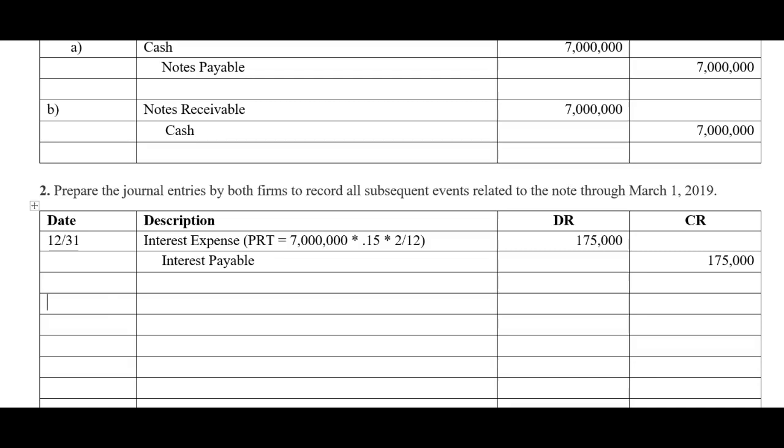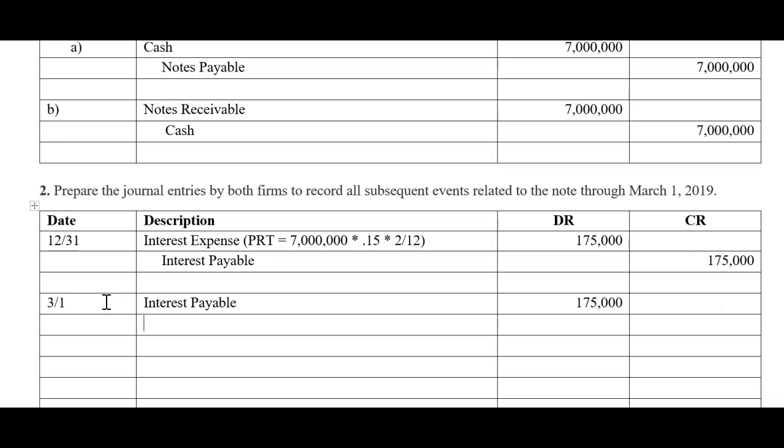Now, sticking with Greenwald Company, let's look at the March 1st maturity. When a note matures, we actually are going to pay it back. So we know cash is going to go down. But what are we paying back? Well, one, we have to pay back the interest payable that we just accrued, the $175,000 for last period.